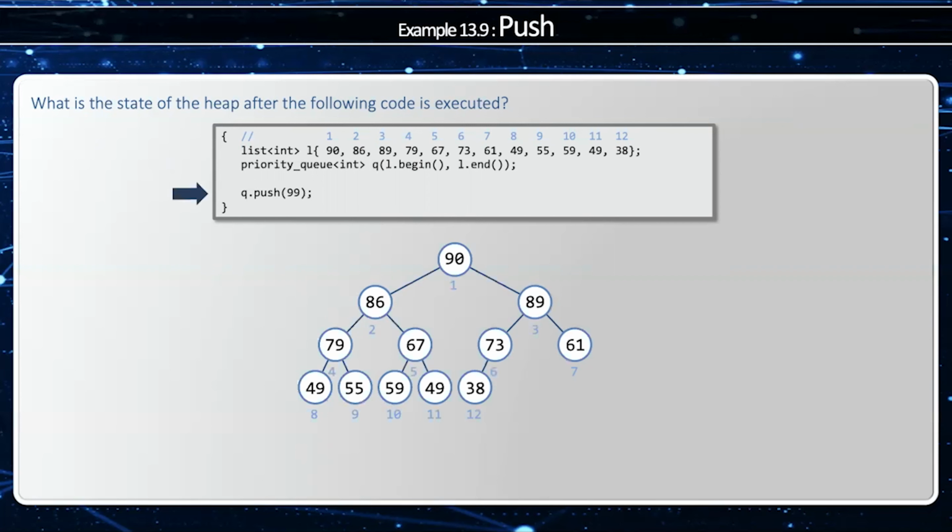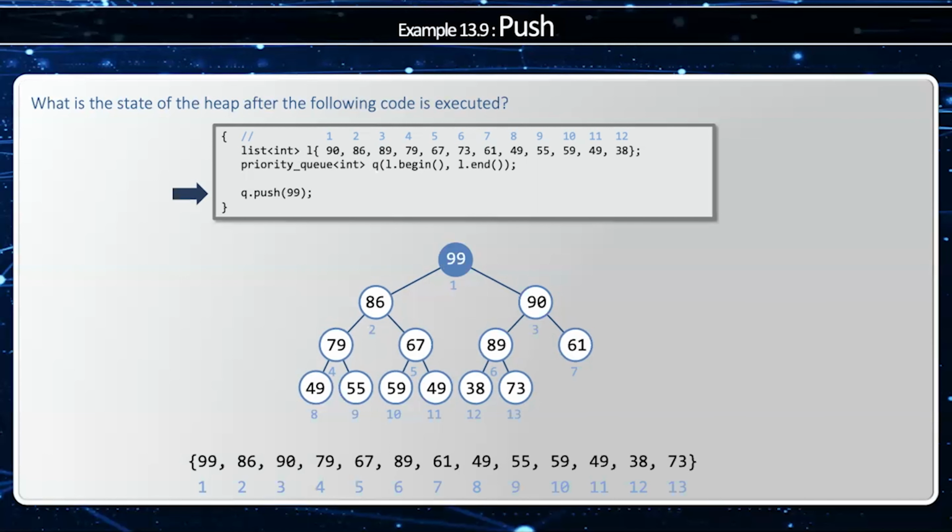Now, when I call push 99, it's first going to add to the end of the heap. And then I call percolate down on index 6. And notice that the 73 is not greater than 99, so we'll swap it. Then we'll call percolate down on 3. Notice how 89 is not less than 99, so we'll swap it. And then we'll call percolate down on index 1, which is 90. And once again, 99 is greater than 90. When finished, our heap will look like this.